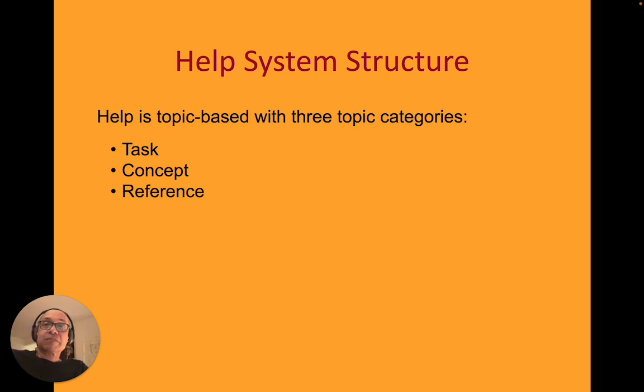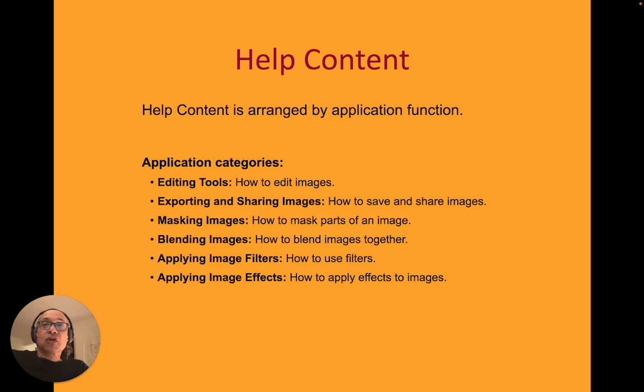The help system is organized by topics. There are 3 topic categories: tasks, concepts, and references. The content is arranged by application function. A clear and direct structure helps users find information quickly.